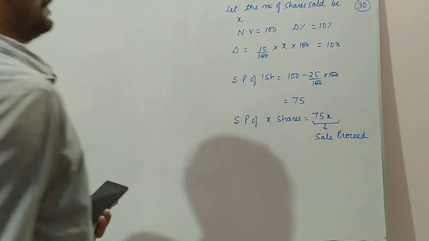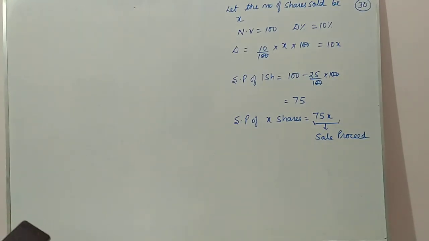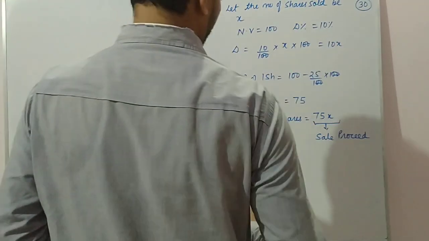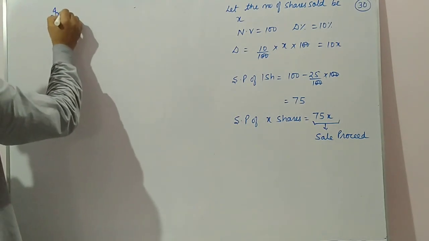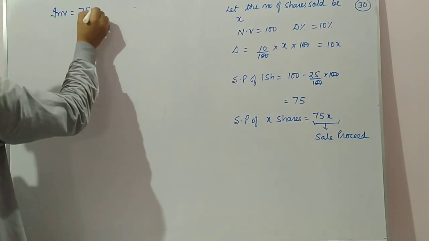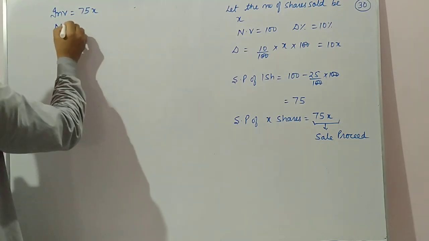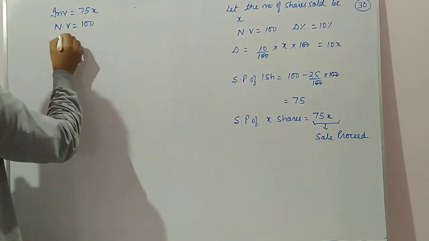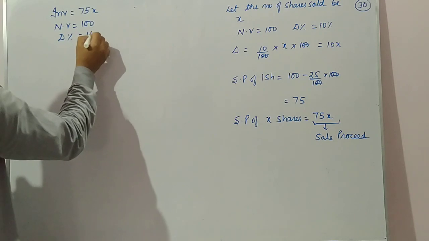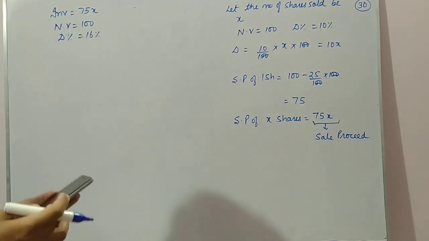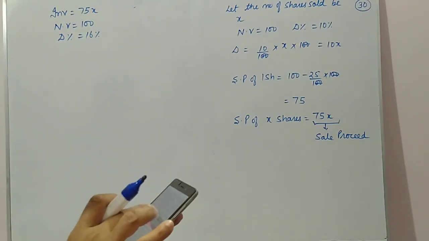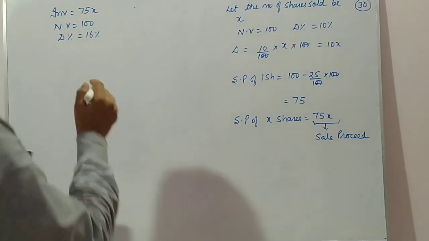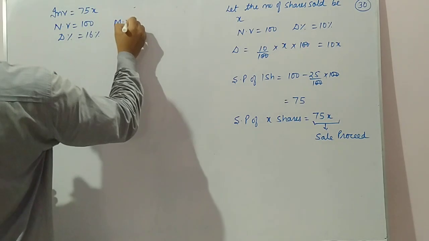Sale proceed. And this is invested in what? This amount, that is 75x, is invested in rupees 100 shares, paying 16% dividend. Quoted at 80. Market value is 80.